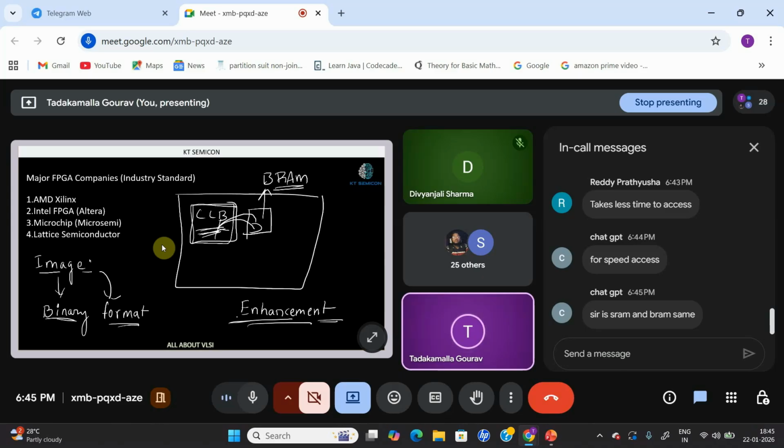No, SRAM and BRAM are different. BRAM is block memory, which is present inside the FPGA itself.